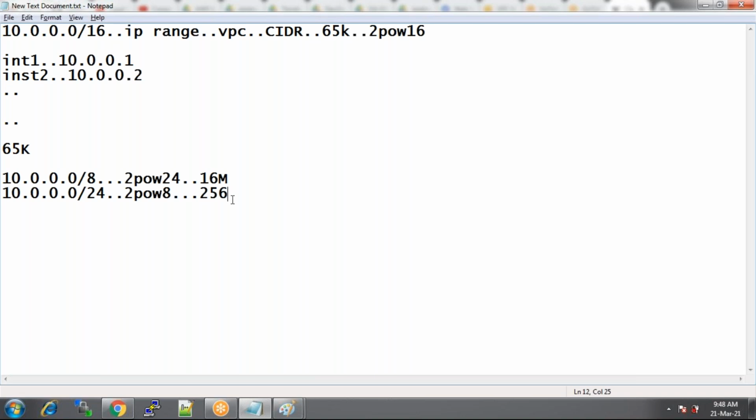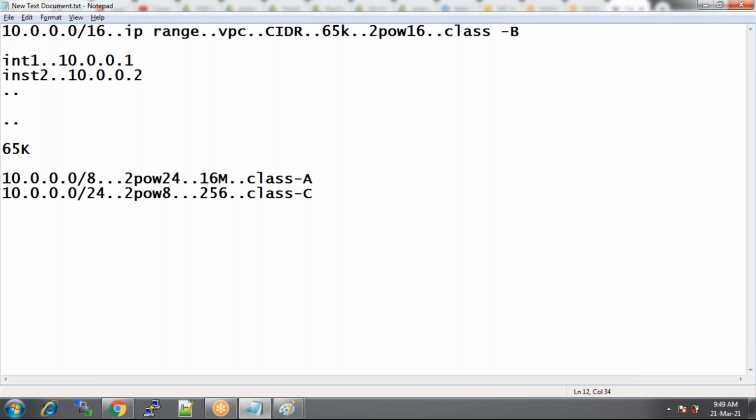Basically, it's divided into 3 categories. This is class B, and then we have class A, and then you have class C. So class A, B, C. These are the different types of CIDR blocks, class A, B, C.